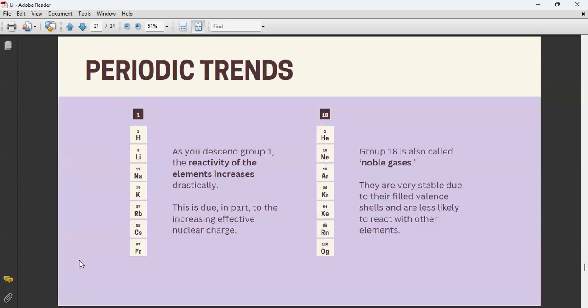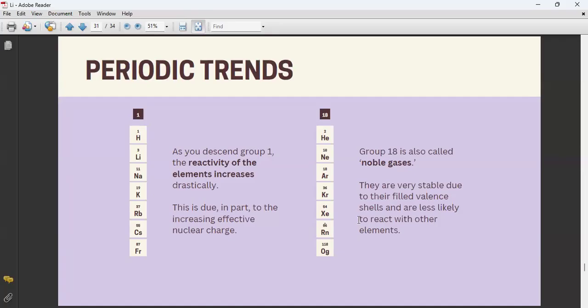Now periodic trends. As you descend group 1, the reactivity of the elements increases. As you move downwards in the group, we can see here hydrogen, lithium, sodium, calcium. So as we descend from group 1, the reactivity of the elements will be increasing, and this is due to the increasing nuclear charge. As the attracting power of the protons is increasing, the nuclear charge is increasing, which means the element will react more.